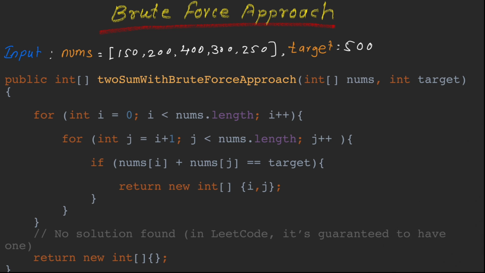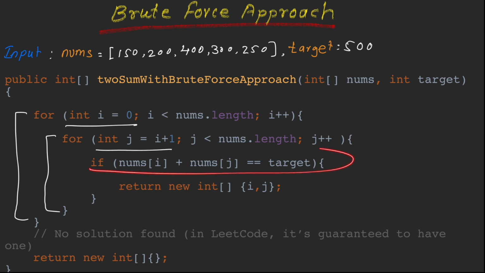Let's see the implementation. We have two nested loops. The outer loop starts with i equal to 0 and the inner loop starts with i plus 1. If the sum of the pair equals the target, return the indices. If no solution found, then return an empty array. But in LeetCode, it's guaranteed to have one.